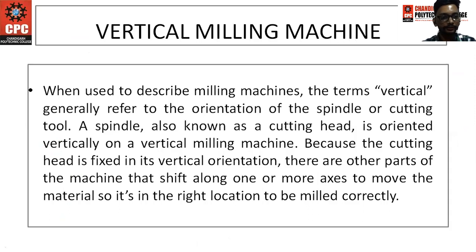Vertical milling machine. When used to describe milling machines, the term vertical generally refers to the orientation of the spindle or cutting tool. The spindle, also known as a cutting head, is oriented vertically on a vertical milling machine because the cutting head is fixed in vertical orientation. There are other parts of the machine that shift along one or more axes to move the material so it is in the right location to be milled correctly.